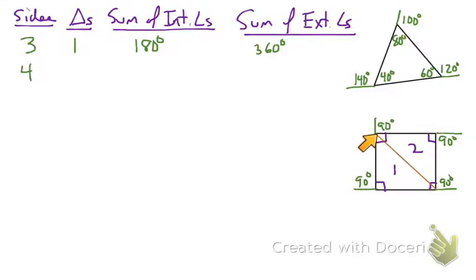But from a single vertex, how many triangles can I create? There's 2. 2 triangles. So what's the sum of those angles? 360 degrees. Of the 2 triangles would be 360 degrees. So I showed you that one 2 different ways.